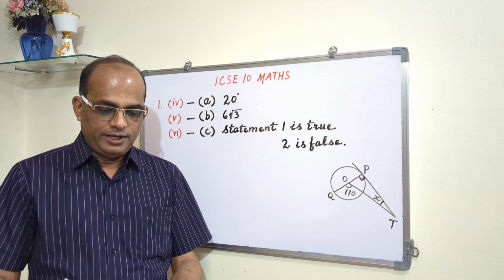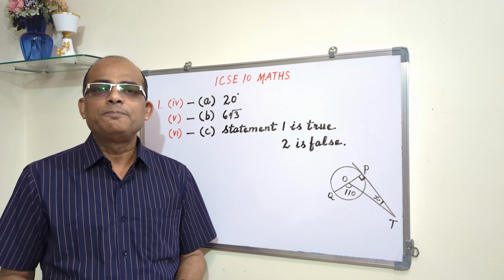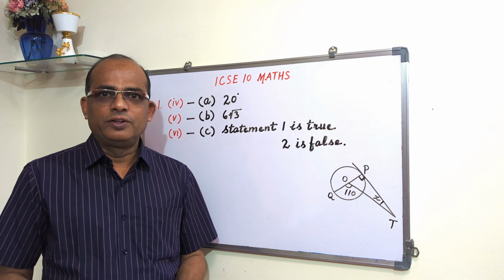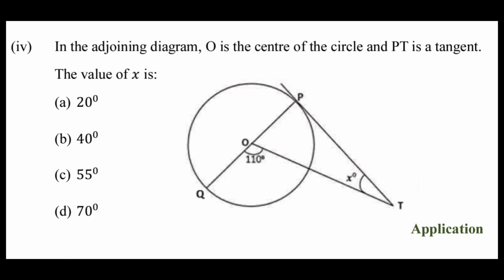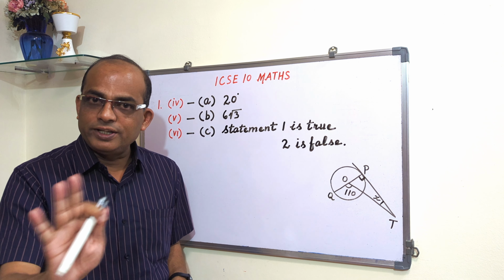OK, the fourth sub question of question number 1 is on the screen. In the adjoining diagram, O is the center of the circle and PT is the tangent. The value of x is. This is the question diagram and we have to find out the value of x. Alright, it's an MCQ, no working is required.